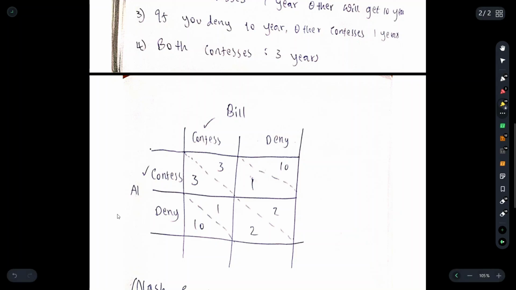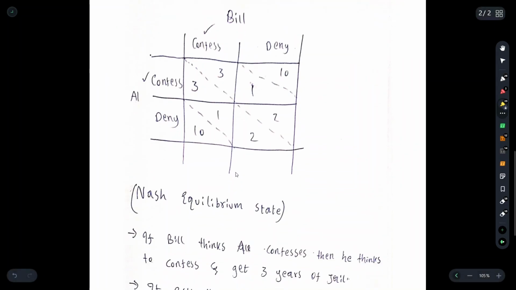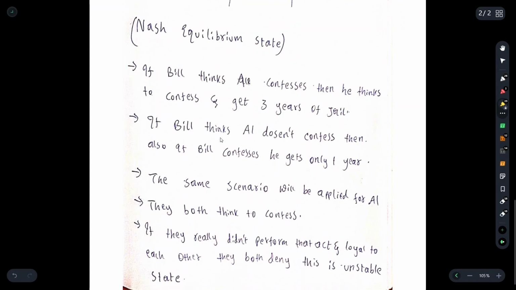Or if one confesses and the other one doesn't, then the other one will get 10 years of jail, and the person who confesses will get 1 year of jail. So the Nash equilibrium state is nothing but every person will think they should confess to the police and tell the truth. The same scenario will apply in this case. If A doesn't confess, then Bill confesses and he will get only 1 year. So if they really don't perform the act and are loyal to each other, then they both deny.